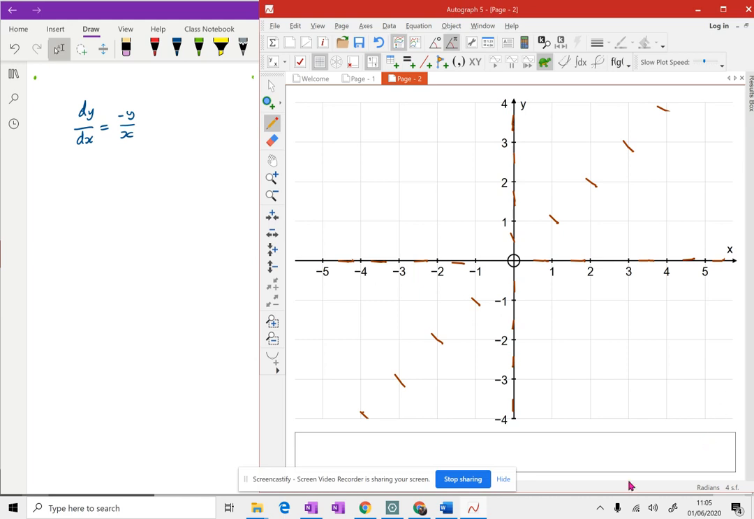What happens if I go now on the line y equals minus x? If y is minus x, minus 1 on the bottom, minus 1 on the top, gradient 1. If y is minus x, this must always be plus 1. Plus 1 looks something like that.